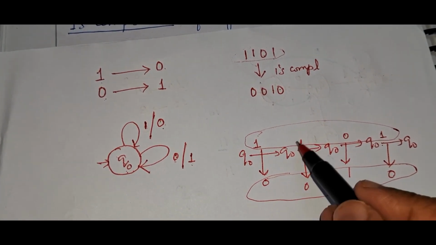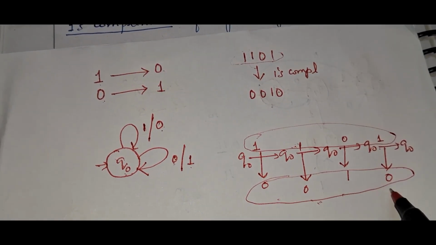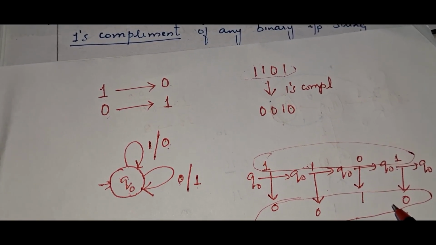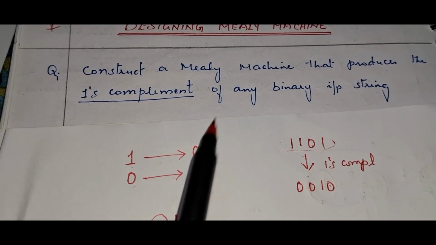Look, this is the ones complement of this number: 1, 1, 0, 1 gives 0, 0, 1, 0. So this is the answer. This is the automaton for the given problem, that is, a Mealy machine that produces the ones complement of a binary number.